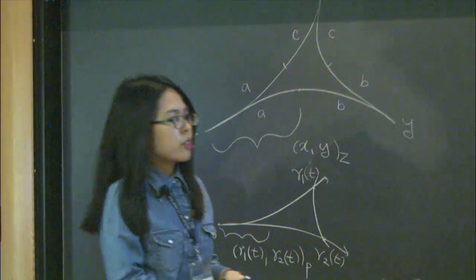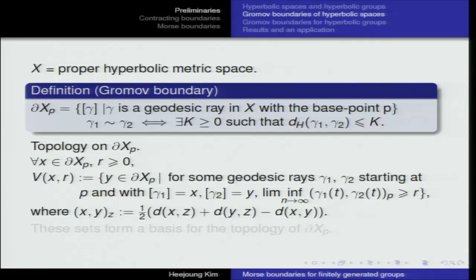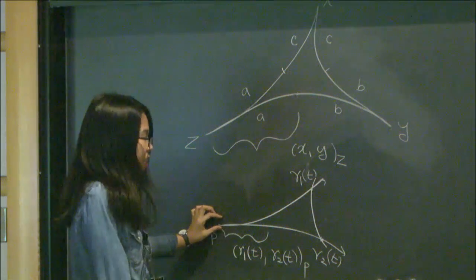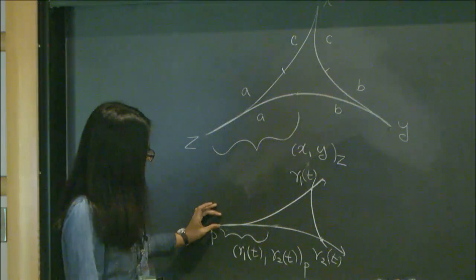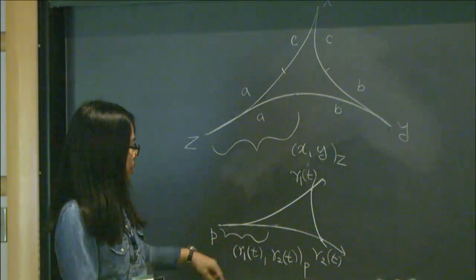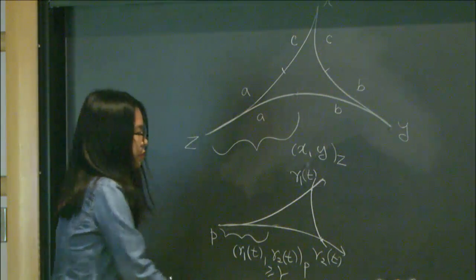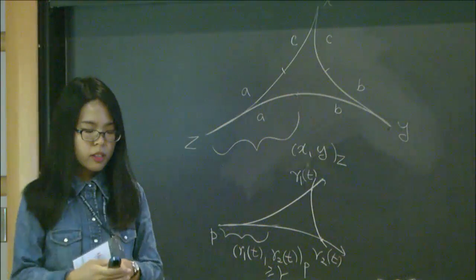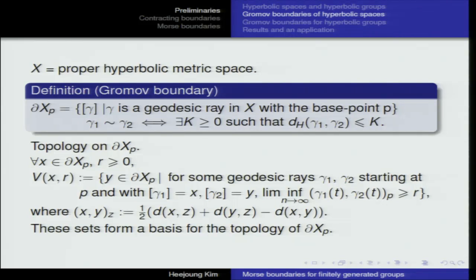So actually this gamma 1 and gamma 2 travel close for approximate distance r, because here they travel very close. So they travel close for approximate distance r. So this is the topology, and these sets form a basis for the topology of the Gromov boundary.